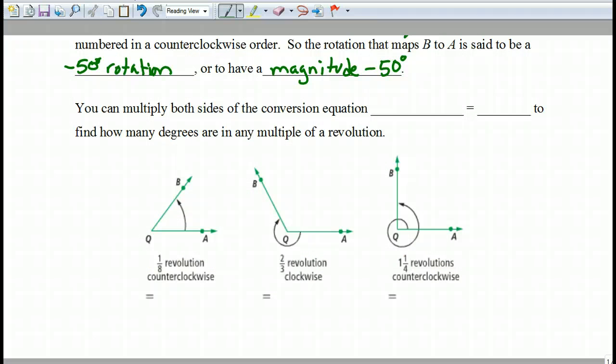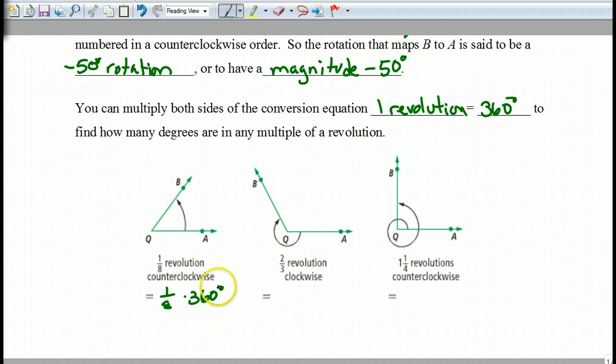All right, so you can multiply both sides of the conversion equation, one revolution equals 360 degrees, to find how many degrees are in any multiple of a revolution, okay? So for instance, this one is a 1/8 revolution counterclockwise. So you're going to take 1/8 times 360. And 1/8 of 360 is 45 degrees. So that's a 45 degree angle. A 2/3 revolution clockwise is going to be 2/3, and this time we're multiplying by negative 360 because it's going the other direction. The way I like to do that is I think about 360 divided by 3 times 2. So that would be negative 240 degrees.